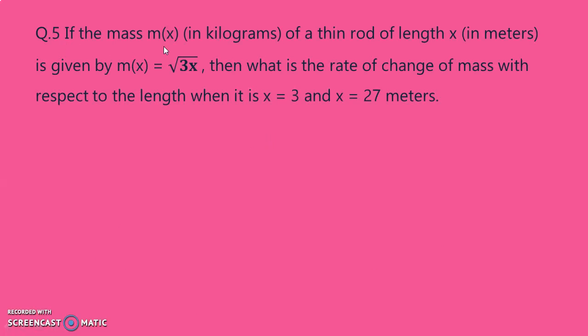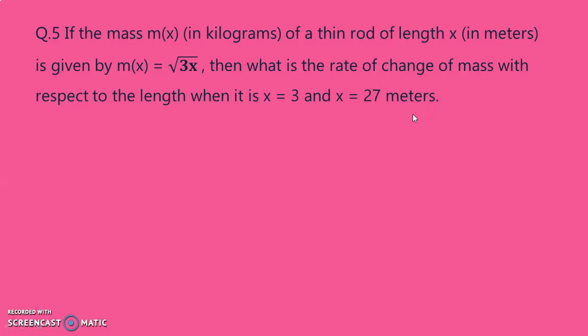If the mass m(x) in kilograms of a thin rod of length x in meters is given by m(x) equals square root of 3x, then what is the rate of change of mass with respect to the length when x is equal to 3 and x is equal to 27 meters?